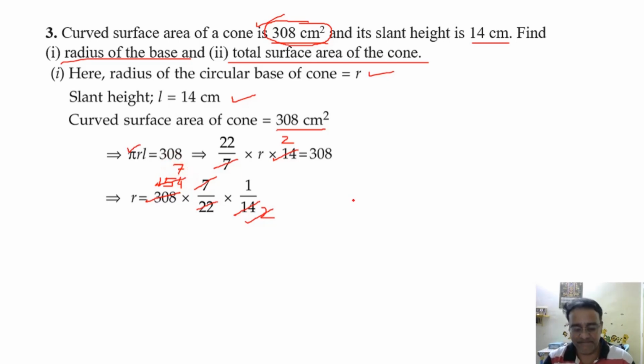Calculation समझ में आ गया? Yes, sir. So R is equals to 7 centimeter. So first bit over. Now we need to find total surface area. So total surface area क्या होता है? Curved surface area plus area of base.